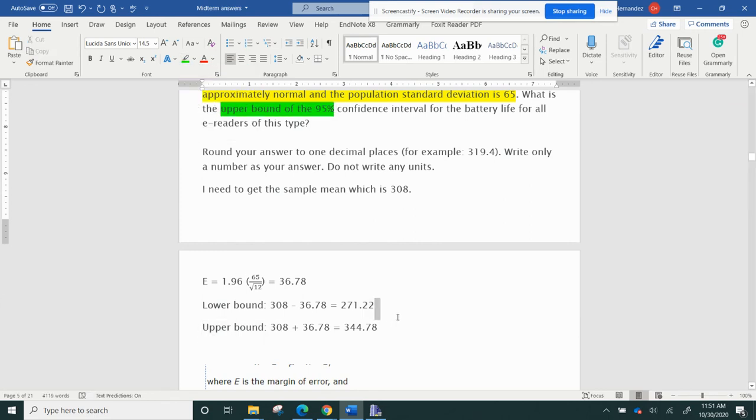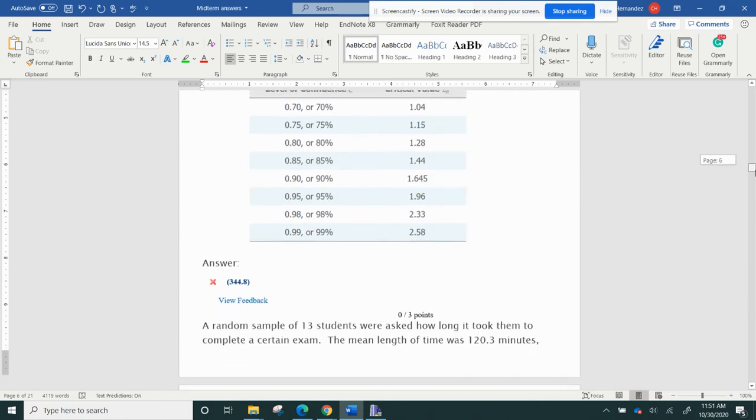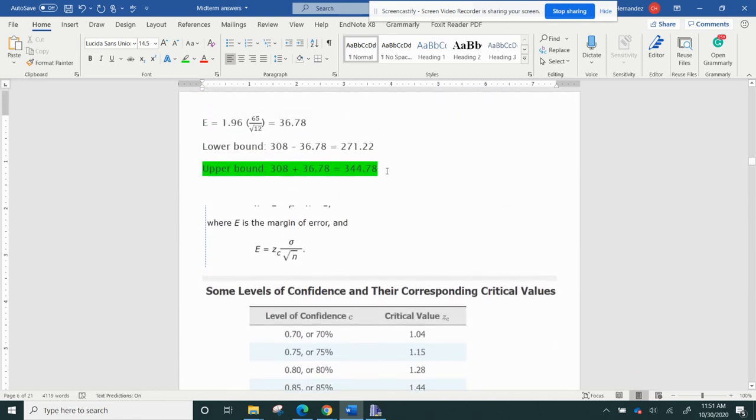This is my upper bound. So that's my answer, and let me go ahead and check it with the actual answer. Yep, and they wanted it to 1 decimal place, so I'm going to put it to 1 decimal place. That's how you do that.